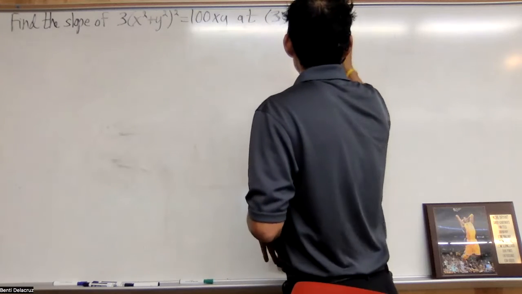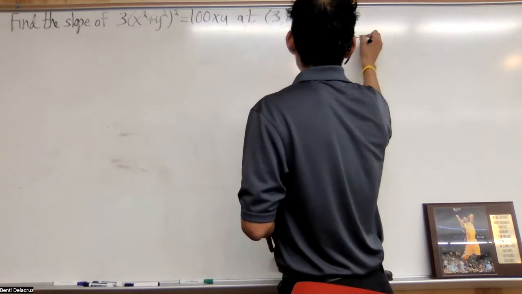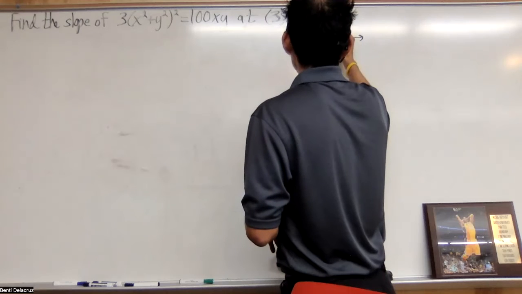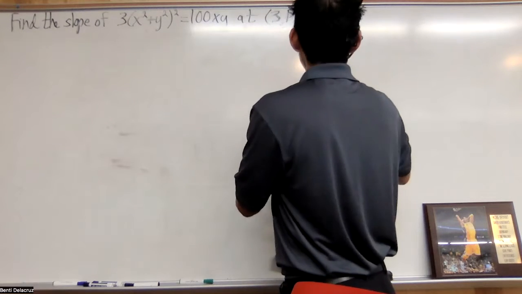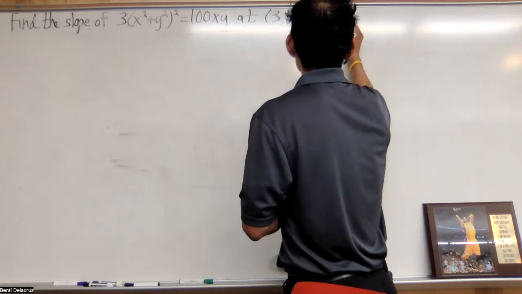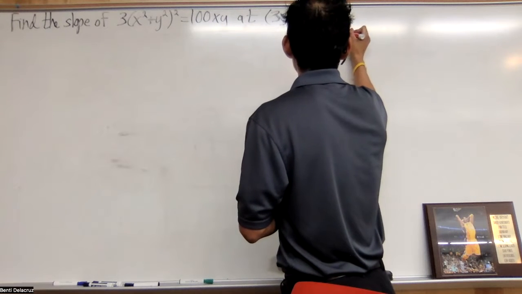And if we look at a little sketch of the graph, you're going to see that it looks like what's called a lemniscate. So we're looking at the slope of this graph at about right here, like about (3, 1).